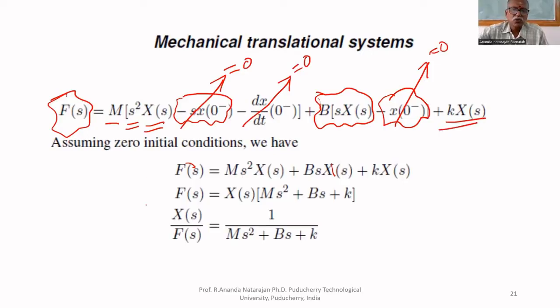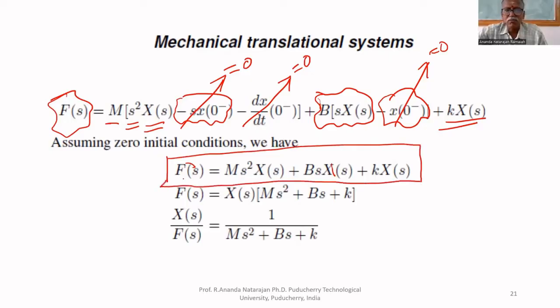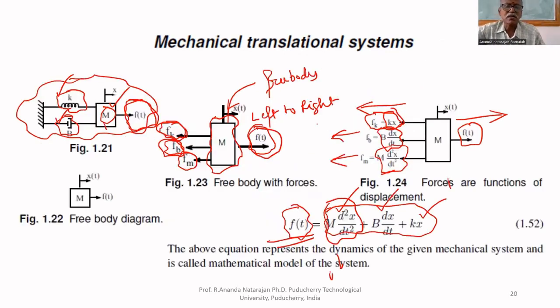That's all. So what is the equation in the frequency domain? F of s equals m s square x of s plus b s x of s plus k x of s. If we take x of s outside, you will get m s square plus b s plus k. Here x of s is the output. What is assumed as output? The displacement of this body is assumed as output.